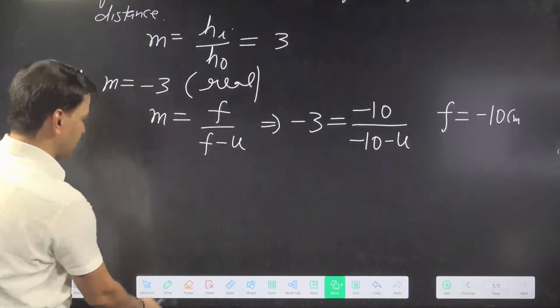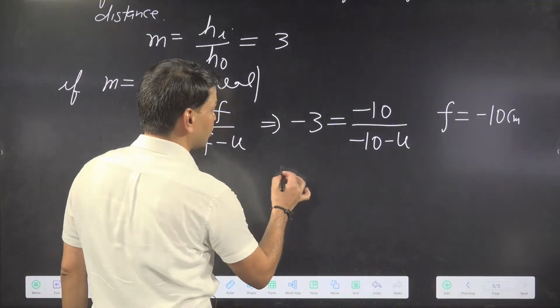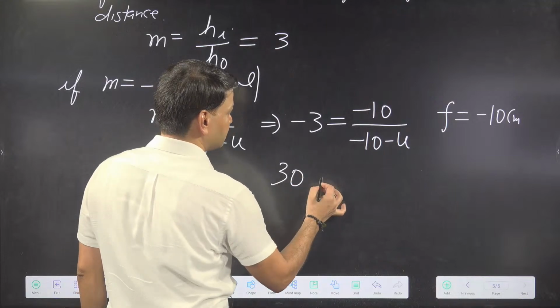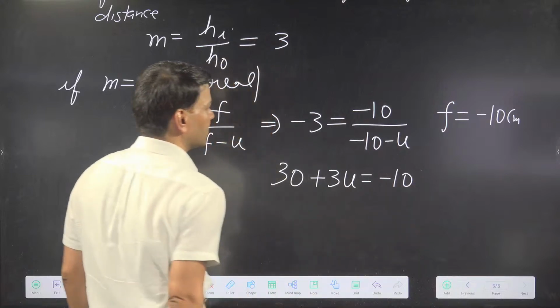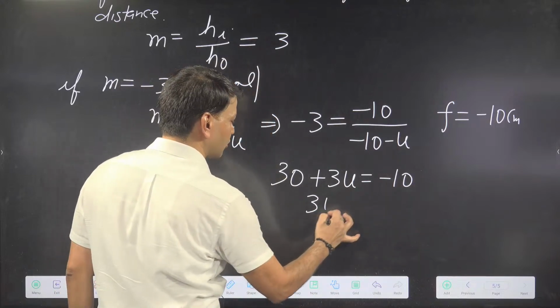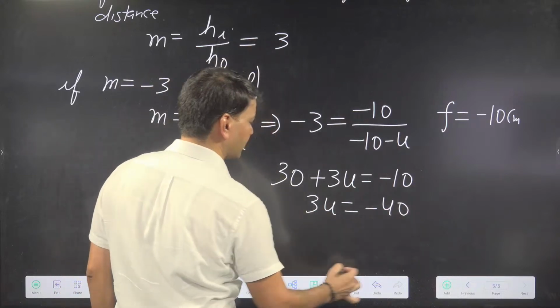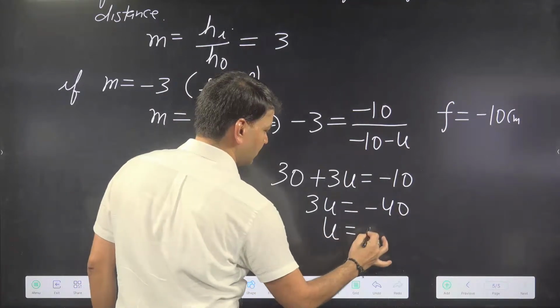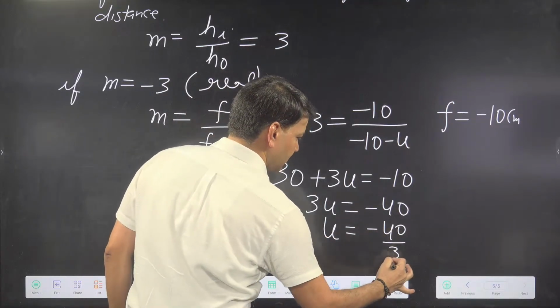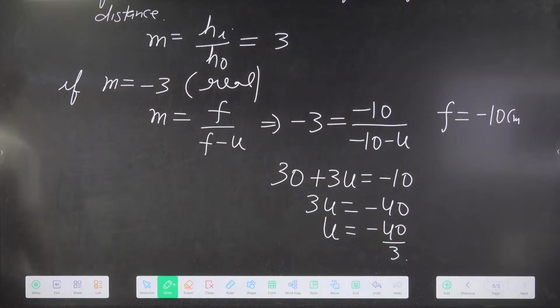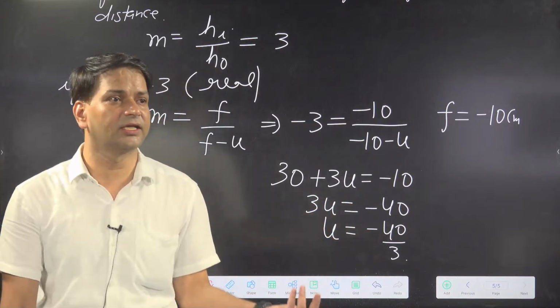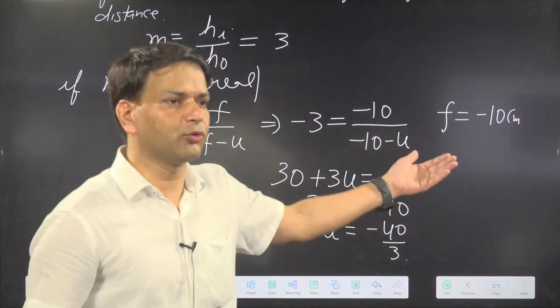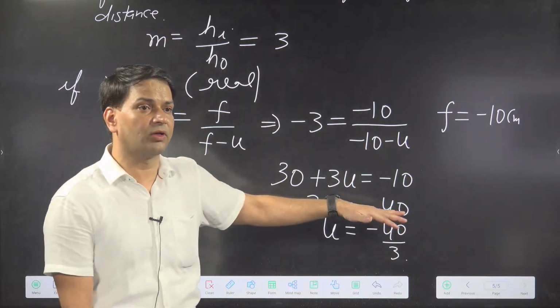Now, then you will get 30 plus 3u is equal to -10. Then 3u you got -40. So u you got -40 by 3. Okay, so it means the object distance we got. So if this option is there, then it is okay. It means we have to go with 40 by 3, and this image will be real.